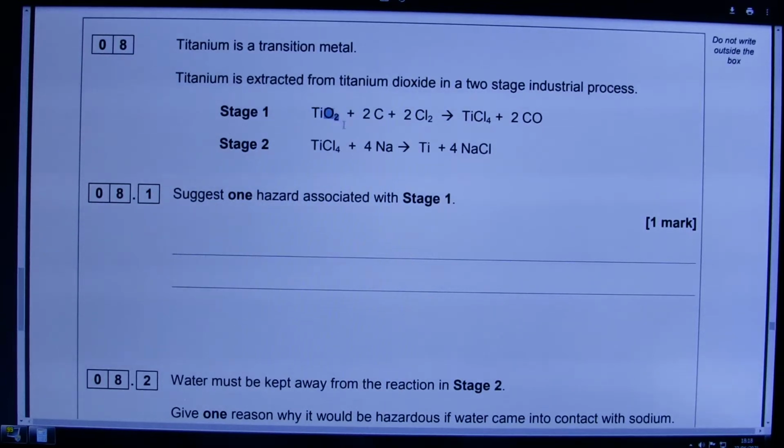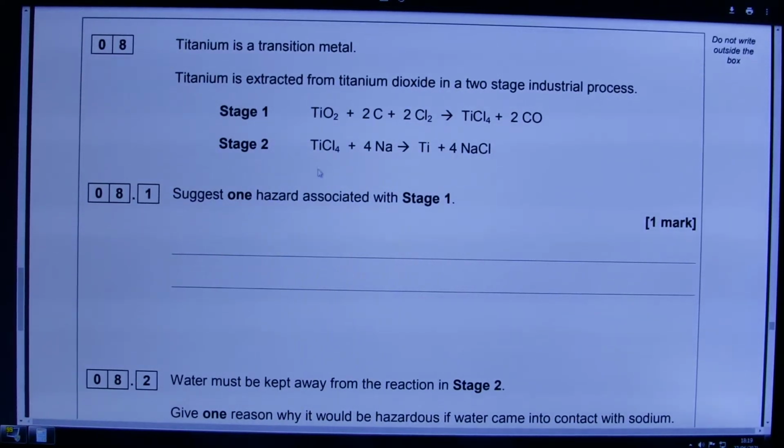Titanium dioxide, because there are 2 oxides on it, plus 2 moles of carbon, plus 2 moles of chlorine, which is a diatomic molecule. A molecule of 2 atoms. A dimer, yes. Forming titanium tetrachloride plus 2 carbon monoxide. This sounds safe already. Stage 2, you react it with sodium to get sodium chloride, table salt, hurrah, and pure titanium.